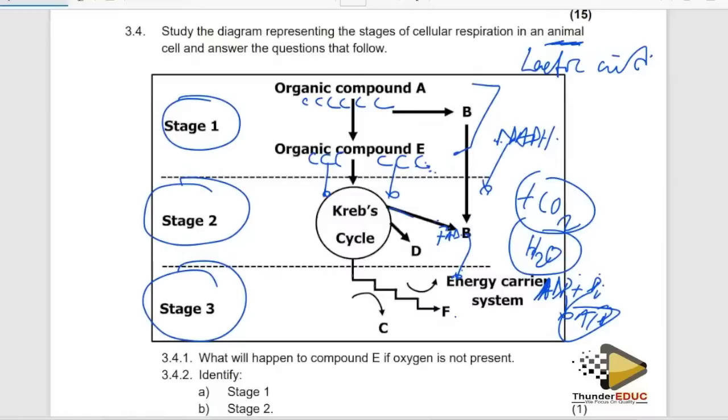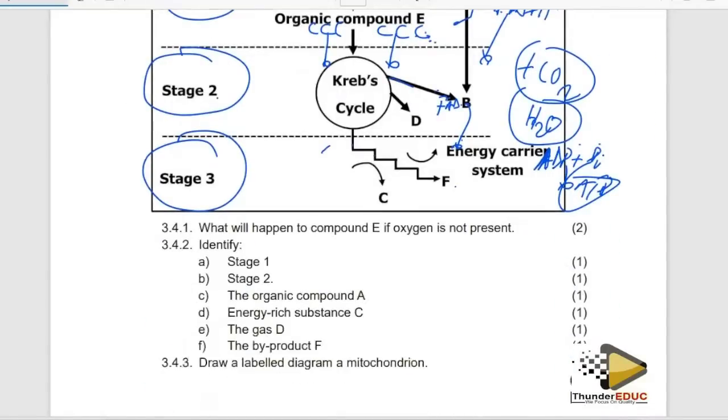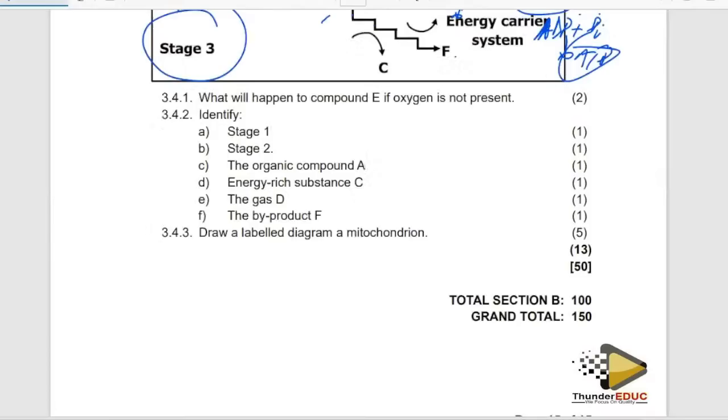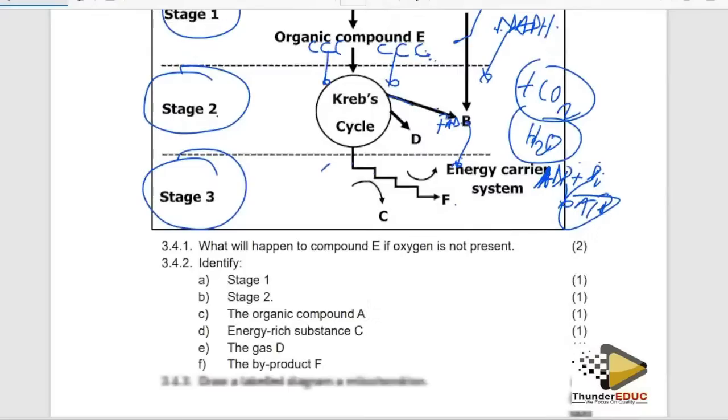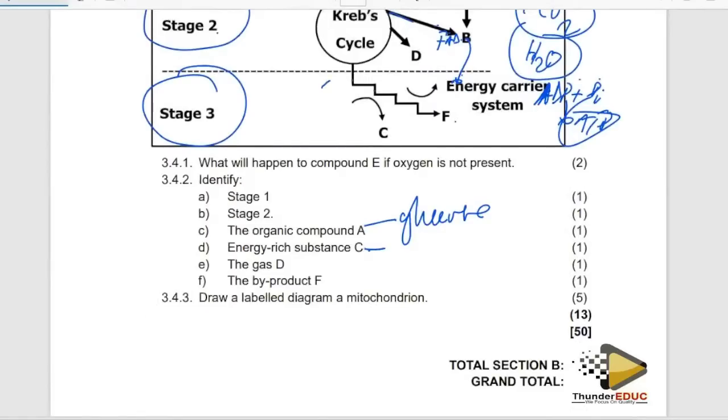And then now, what will happen? So you will produce lactic acid here. Identify stage one. Stage one, you said, is glycolysis. Stage two. When they say organic molecule A, what is organic molecule A? It is glucose. So the answer is going to be glucose there. And then energy rich substance C. What is this C which is being produced?